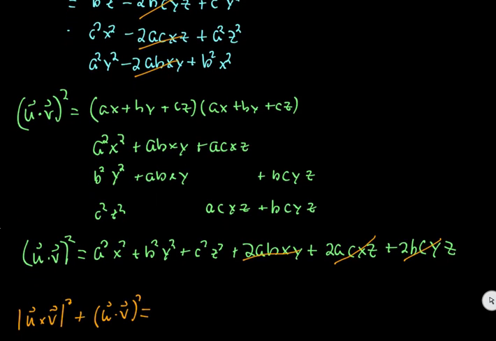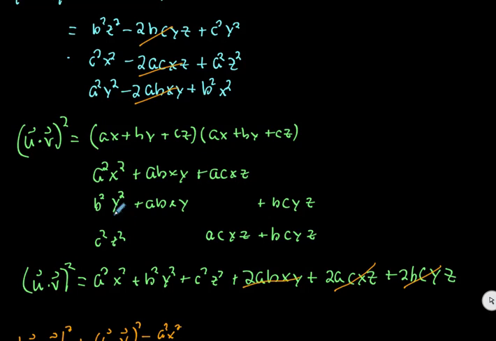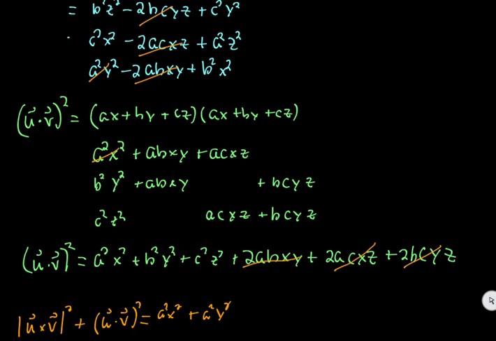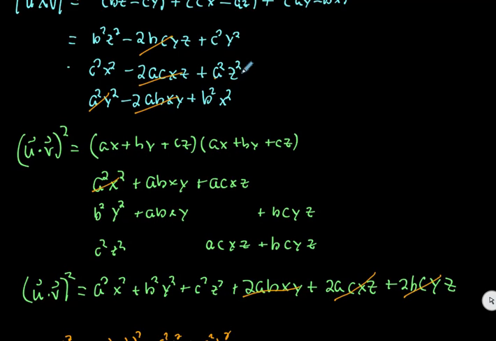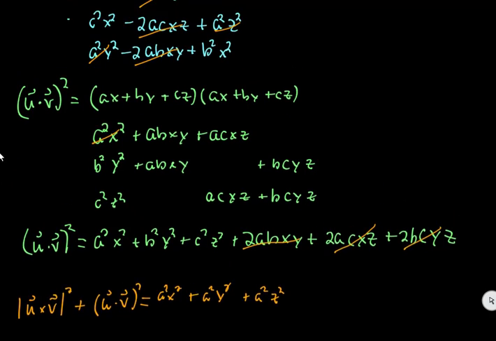What we're going to be left with is, let's look at the a squared x squared. So I'm going to have a squared x squared, and then a squared y squared, plus a squared y squared. That's right there. And then where's the a squared z squared? Right here, a squared z squared, right?